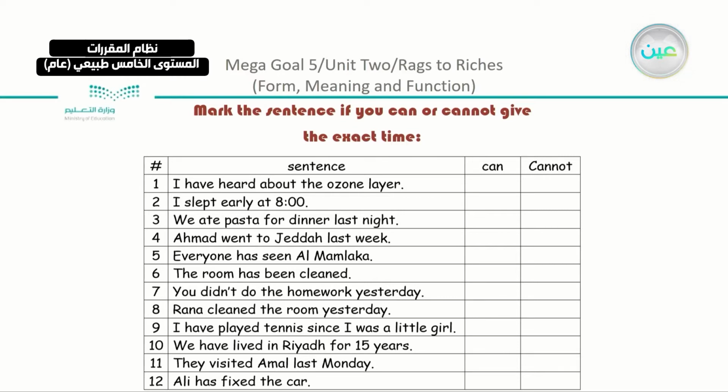Now here, just to see the difference between them, you have to know, can you see the exact time or not? For example, number one, I have heard about the ozone layer. Everyone, or a lot of people, have heard about the ozone layer. Do you know the exact time that you have heard about it? No. So here, can or cannot? We have here, cannot.